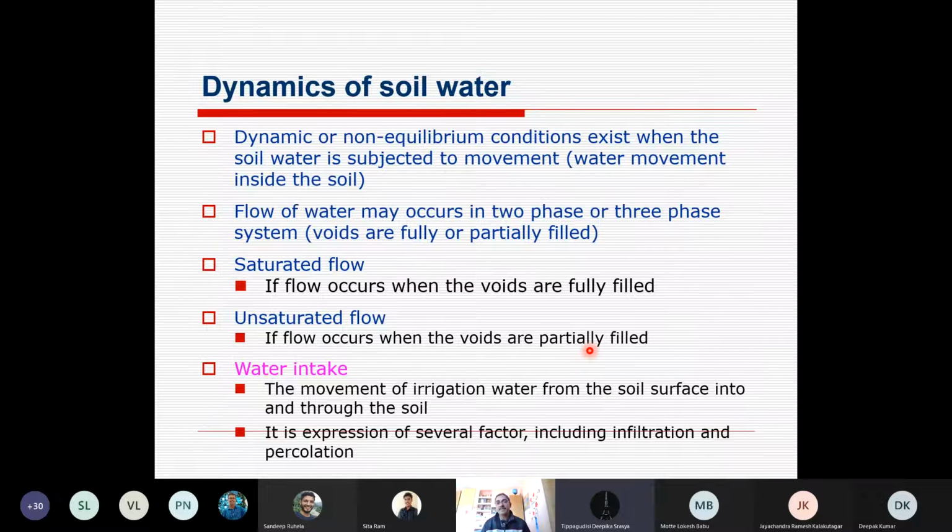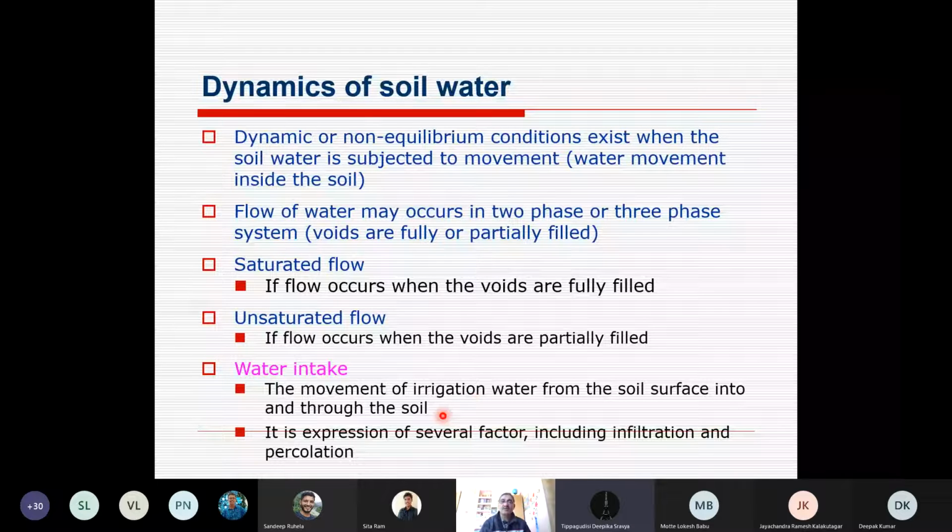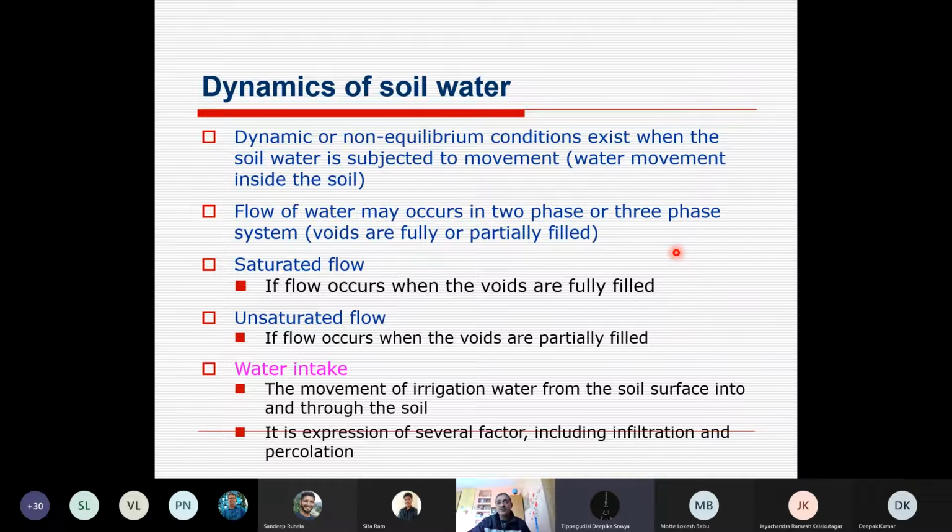So in this sense, a number of terms have evolved, and we usually take them into account while estimating the amount of water that we have applied for irrigation purposes and its movement. One is water intake, the movement of irrigation water from the soil surface into and through soil. Means it enters the soil and then moves within the soil. And remember, we have discussed that we consider a certain depth as the root zone depth where we have interest. Beyond that, it is soil, but it is not important for irrigation purposes for us.